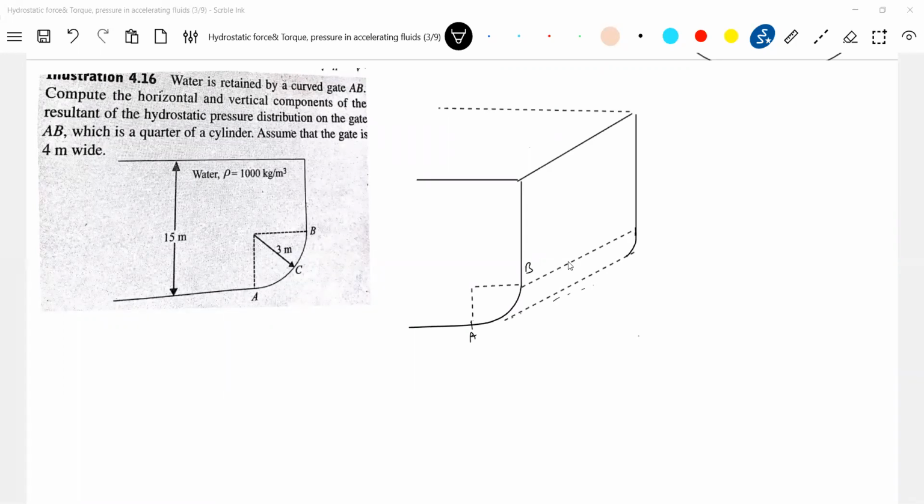Okay, getting to the problem. What is the vertical part, and what is the horizontal part? How do we determine them? The vertical part should be equal to the weight of the liquid column.